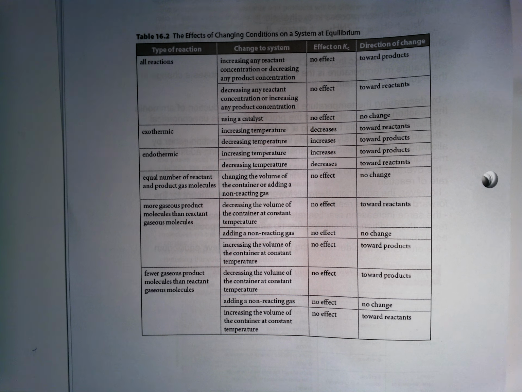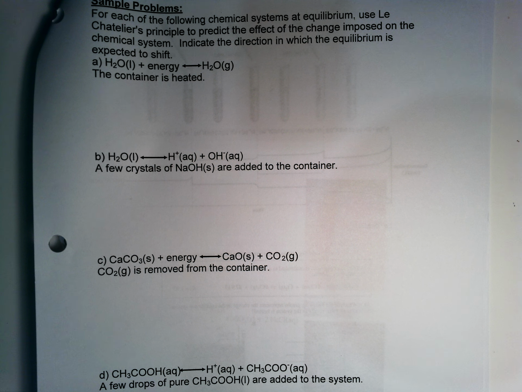All right, you can read through these if you want. We went through them in our last set of notes. So here are some examples on how to answer these problems for Le Chatelier's principle. For each of the following chemical systems at equilibrium, use Le Chatelier's principle to predict the effect of the change imposed on the chemical system. Indicate the direction in which the equilibrium is expected to shift.